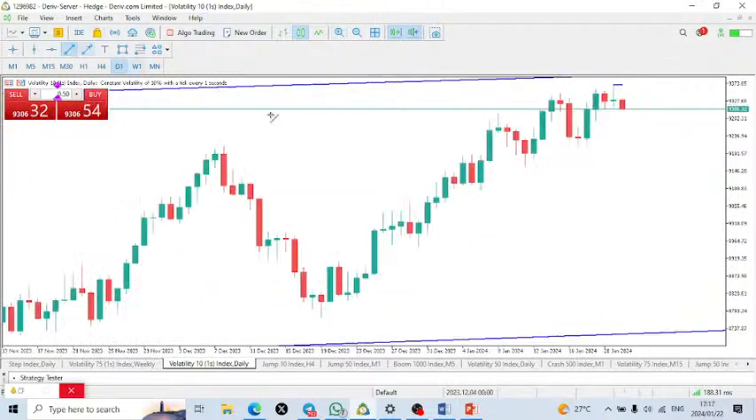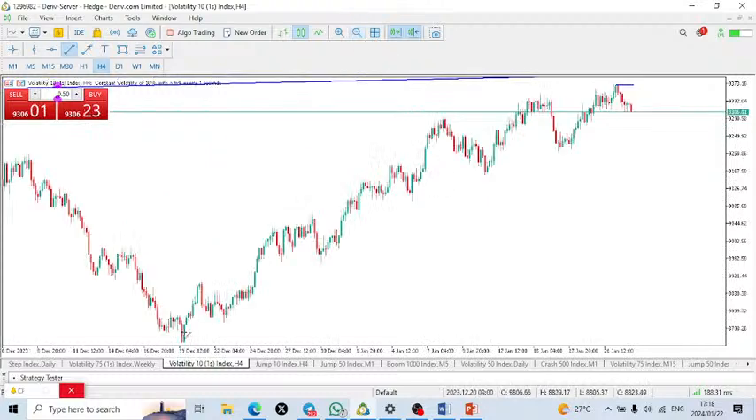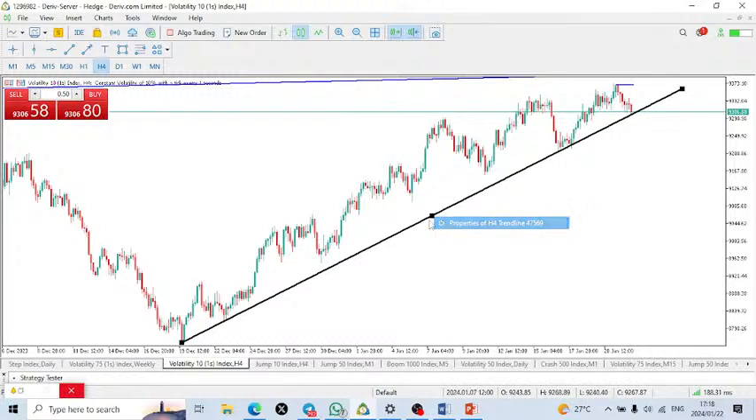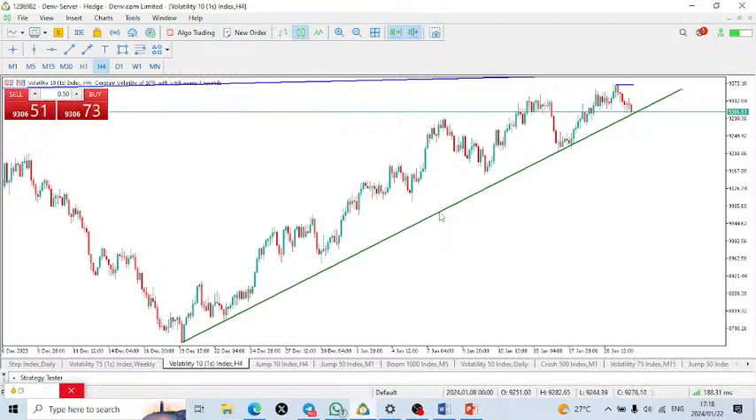Okay, I was able to draw a trend line. Let me go to the 4-hour. There's a trend line, this trend line here. Okay, we have a trend line, and we can see this trend line has how many touches? 1, 2, 3. There's 3 touches.